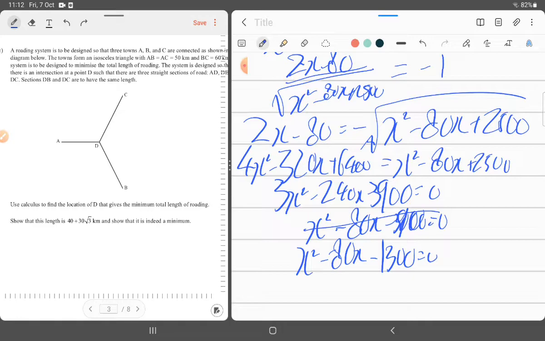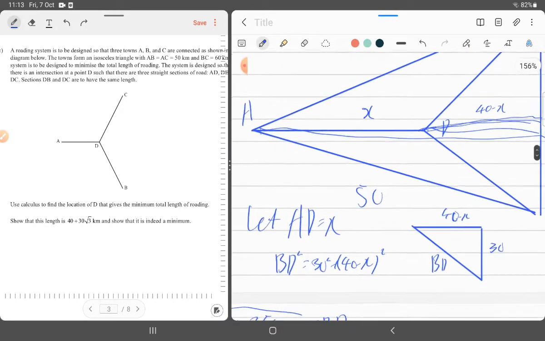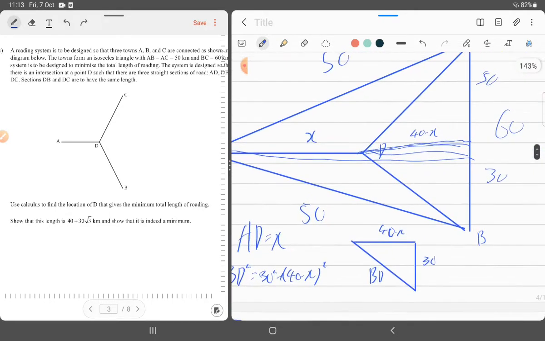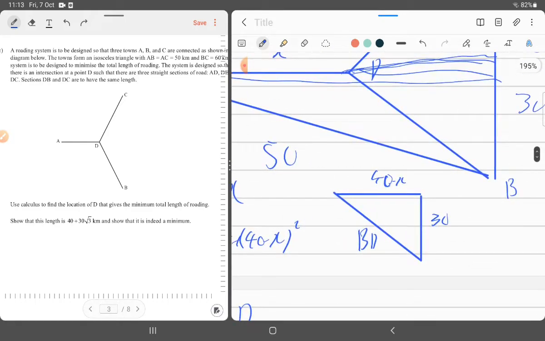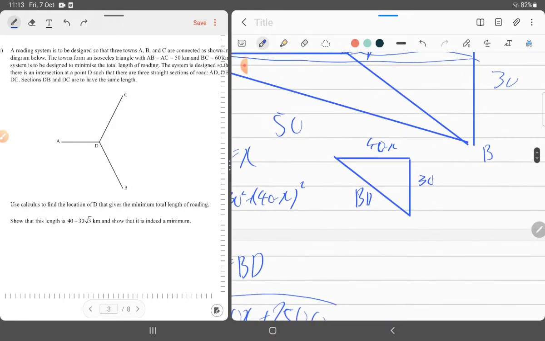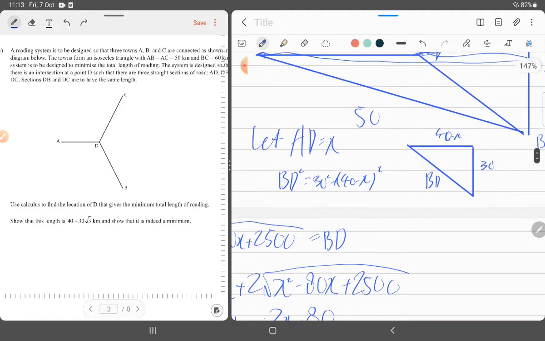40 plus minus 10 square root of 29. So that just feels wrong. So 40 minus x all squared plus 30... 40 minus x, right, that is 40, then 40 minus x. 40 minus x all squared plus 30 squared is equal to BD squared.